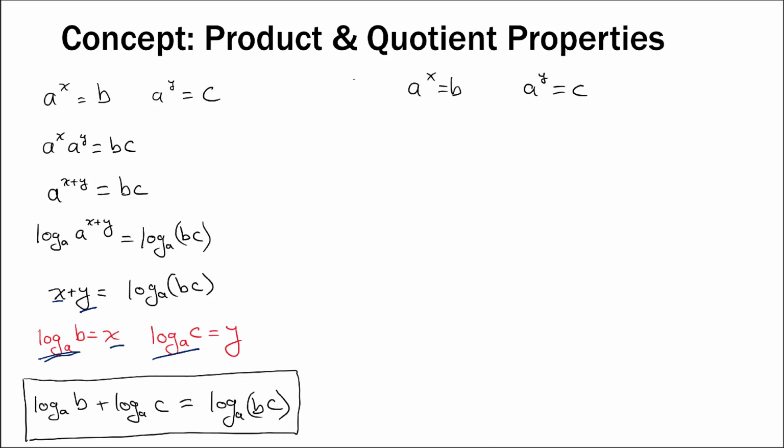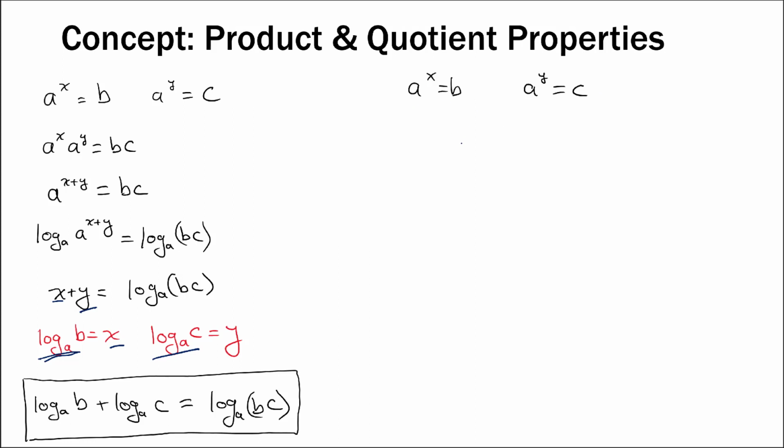Let's take a look now. That's our product property. So let's take a look at our quotient property, and we'll summarize all these in the next slide. I've got the same starting point here: a to the x equals b, a to the y equals c.